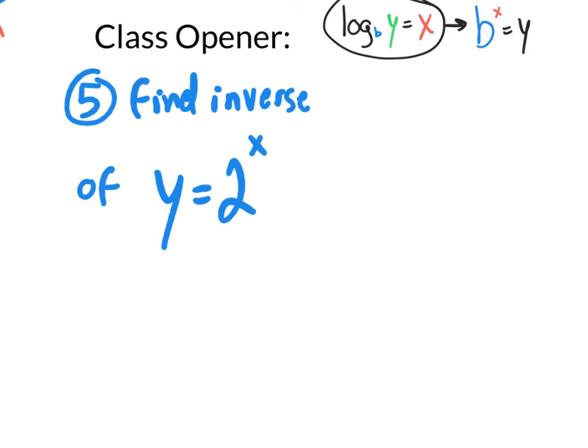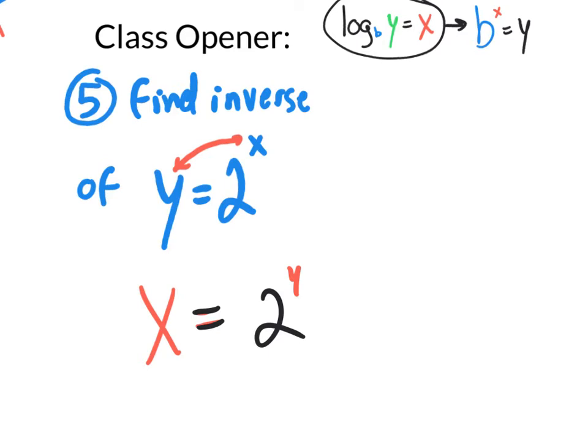So we're going to begin by switching the y with the x. I want to take this y and put it as an exponent, and take that x that's an exponent and put it as a regular x. So I have a regular x equaling 2 to the y power, right? That's the first part of finding the inverse, switching x and y.